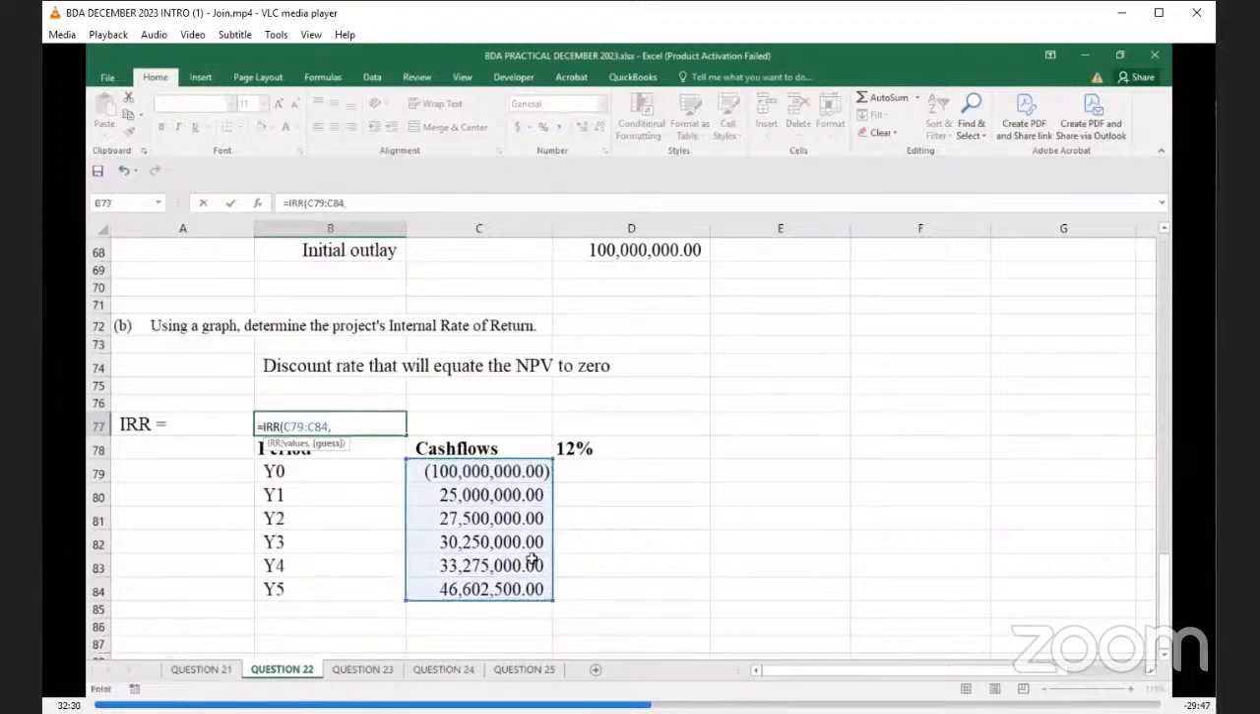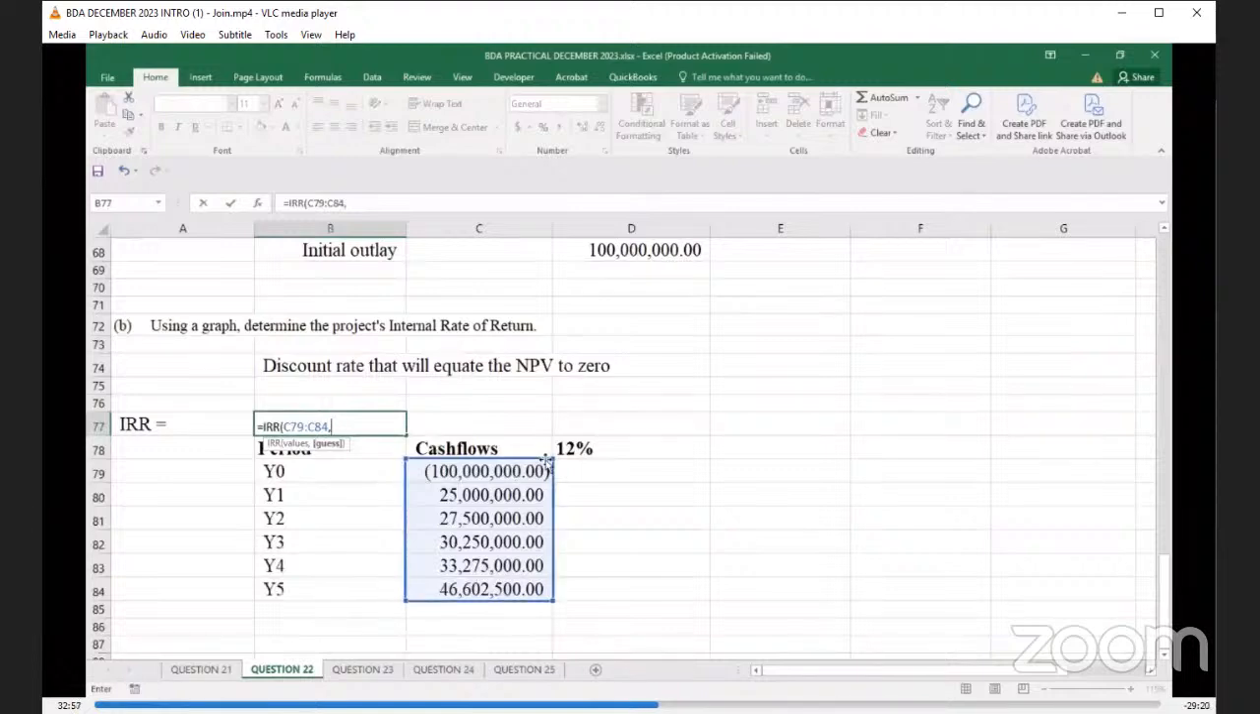Then you do command. Because we use the trial and error method, even the exam will tell you to take a value that you're going to guess. It is always advisable that if your earlier NPV is positive, the value you select should be higher than the discount rate that was used earlier on.